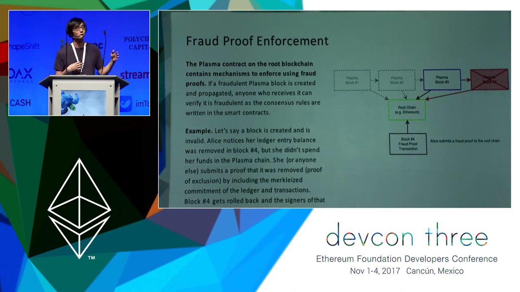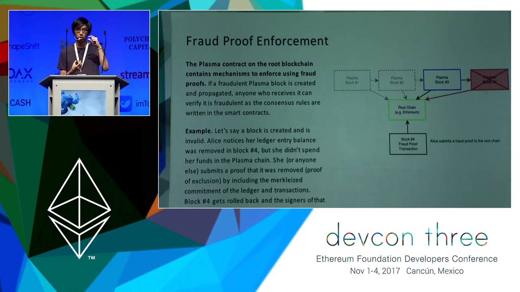Essentially, this is an example of what happens if someone submits an incorrect block. Someone submits a proof onto Ethereum, and you submit a Merkleized proof. It's very similar to the previous presentation about TrueBit, where you have Merkleized enforcement and Merkleized attestation. By having Merkleized attestation, you can represent information in a very, very compact way.